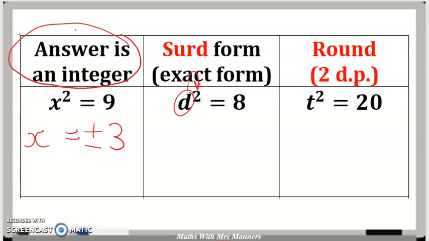Sometimes when I think of a number that I have to square to get 8, I can't think of a nice whole integer, and that might mean that your answer is a surd. So if I'm trying to work out what I square to get 8, to get rid of this squared, think about Pythagoras' theorem.